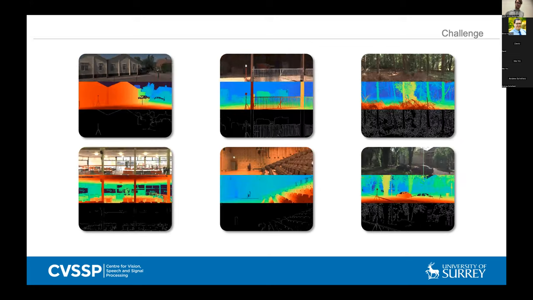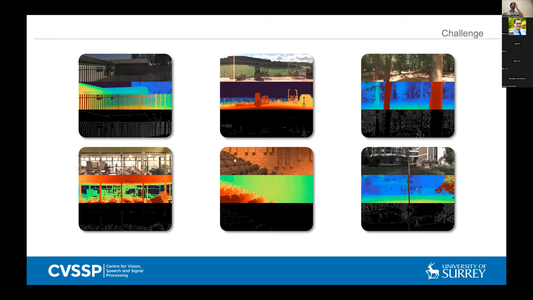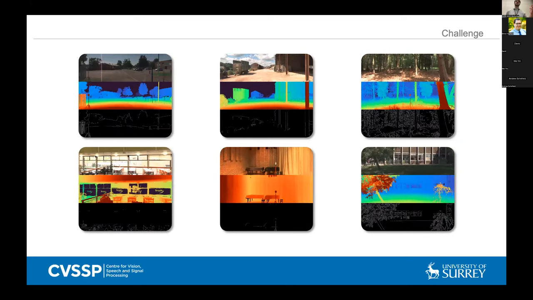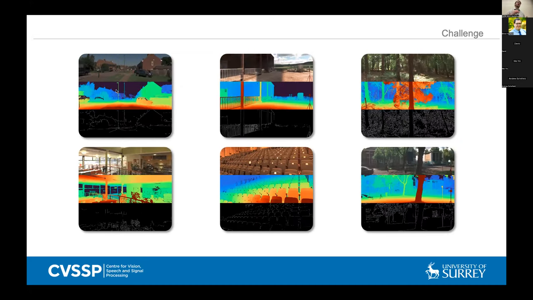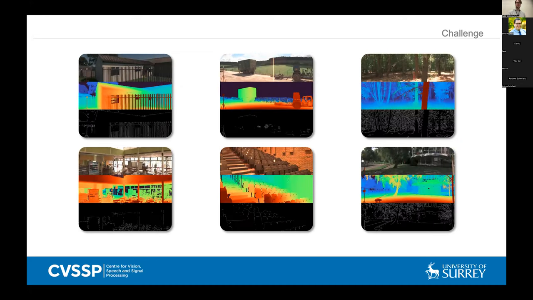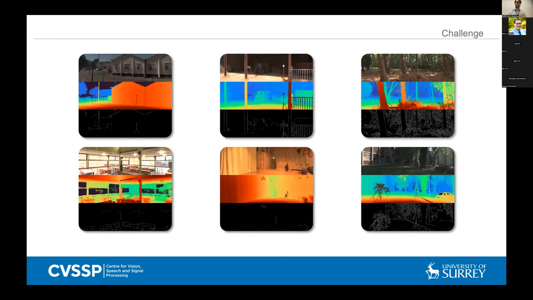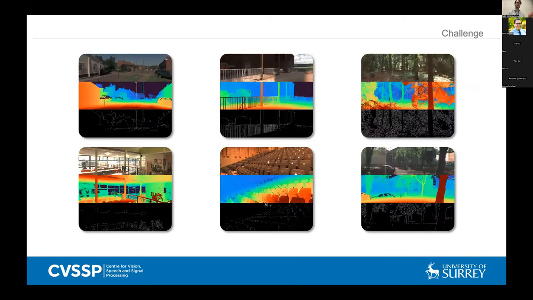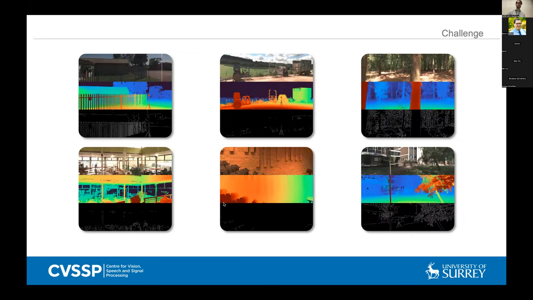So here you can see some of the examples from the SYNS-Patches dataset. And again, one of the really good things about it is that it has quite a nice variety of scenes where you can see, for example, slightly more traditional urban and industrial scenes. But then we also have some agricultural, the farms, and natural scenes like the forest, combined with some indoor scenes like cafeterias or lecture theaters.